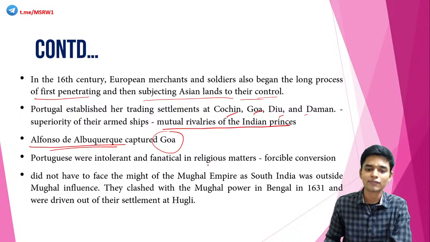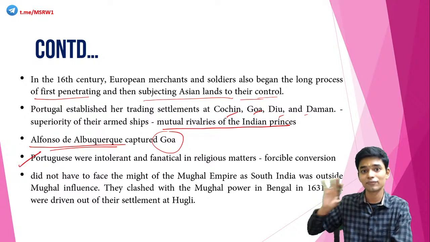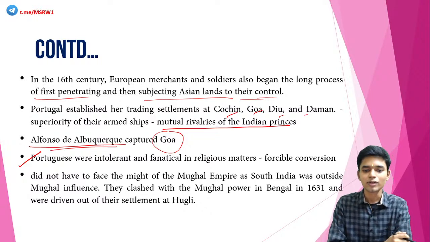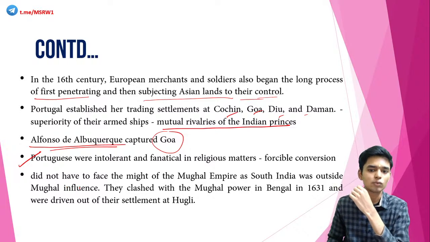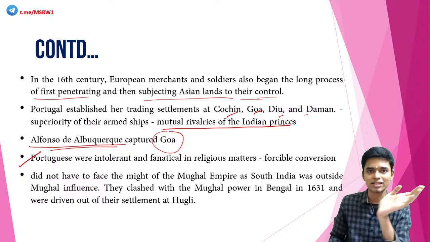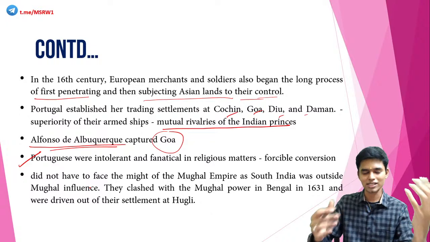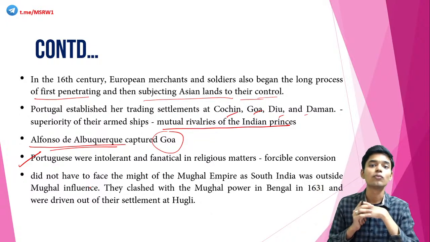The Portuguese were intolerant and fanatical in religious matters. Okay, they were not religiously tolerant. They were actually fanatical, and they actually forcibly converted Indians into Christianity. Okay, so one advantage the Portuguese had was they established their dominance in West India, sorry, South India, a region which was outside the control of the Mughals.